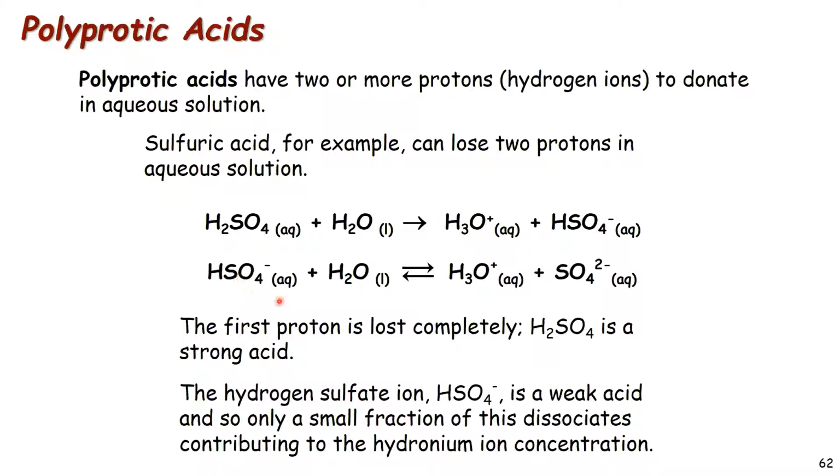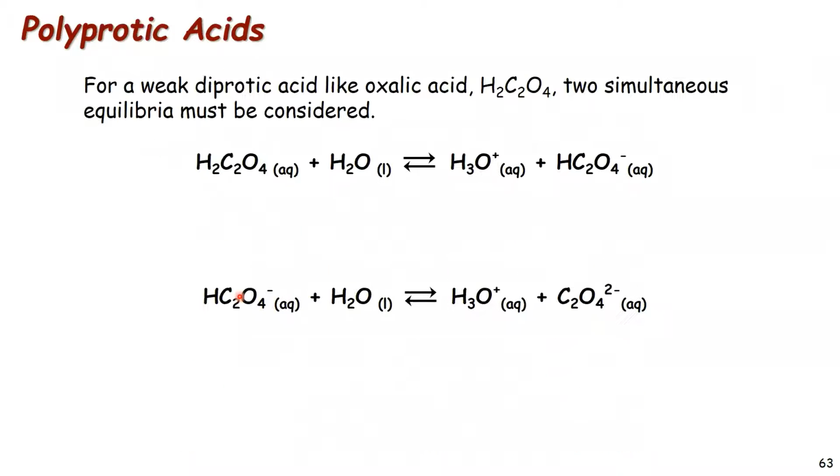The second one's weak. So in a molecular equation, it would look like this, but in the complete ionic equation, it's going to look like this. Okay. It's going to be shown as dissociated. This guy, on the other hand, it's going to look like this in the molecular equation, and it's also going to look like this in the complete ionic equation because it's a weak acid, a weak electrolyte. We only dissociate strong electrolytes.